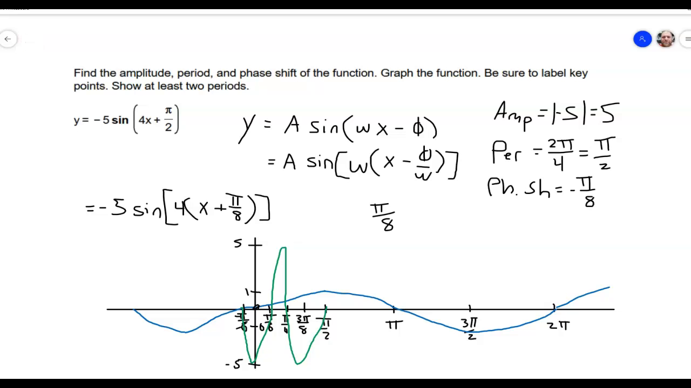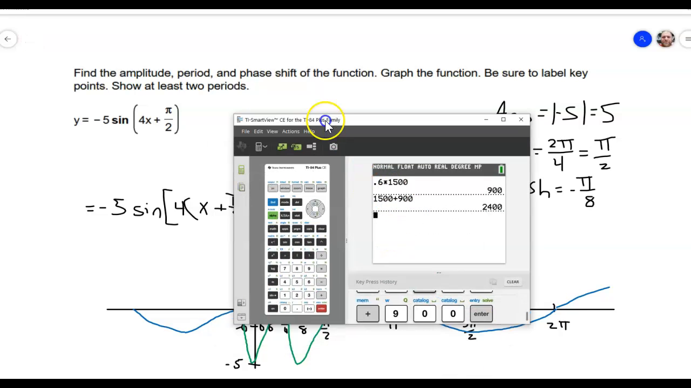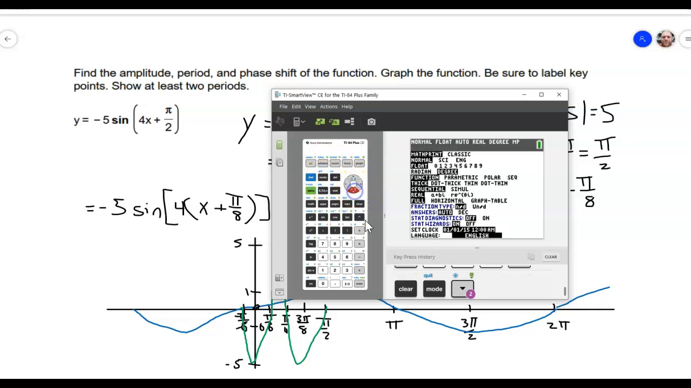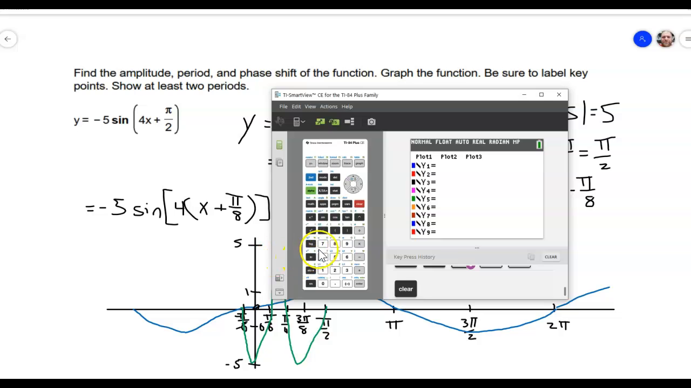Let's see if we can see this in our calculator. Make sure we got that right here. So put this into radians. Remember, usually when we're graphing these sine functions, cosine functions, any trig functions, we like to do radians. Take that out, and we're going to do negative 5 sine. I'll put it in this first way here. So sine 4x plus pi over 2.